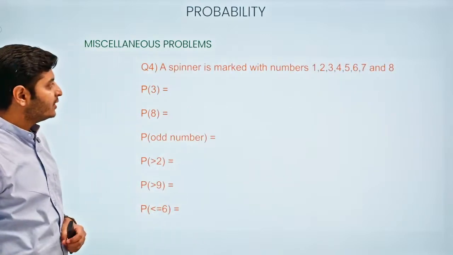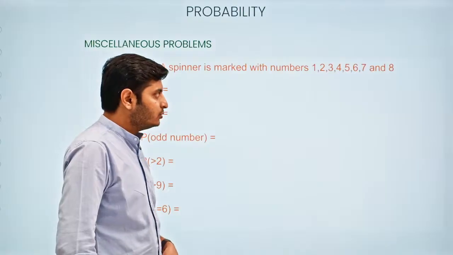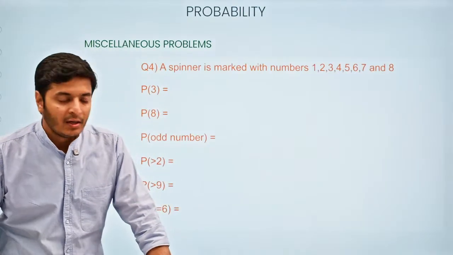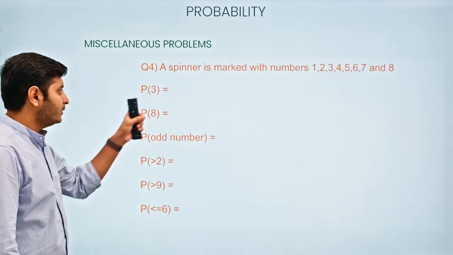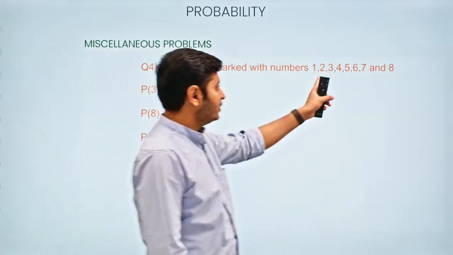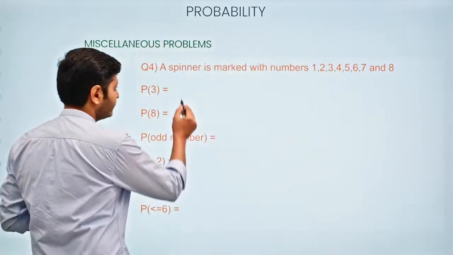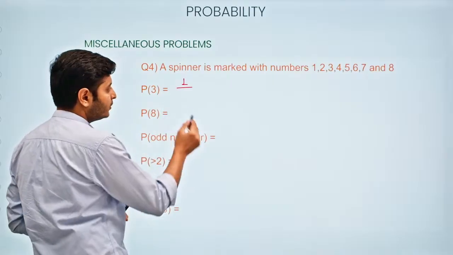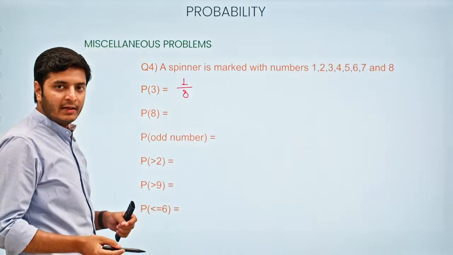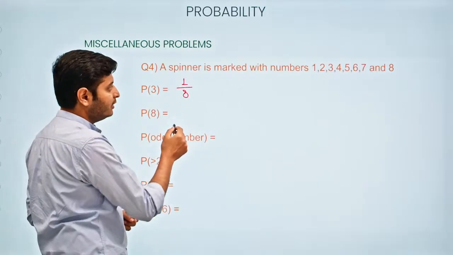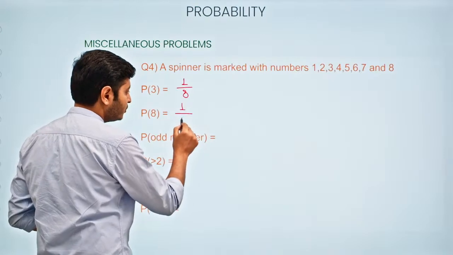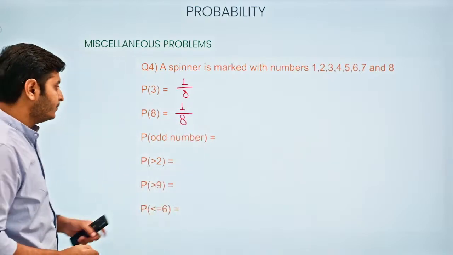Then a spinner is marked with numbers 1, 2, 3, 4, 5, 6, 7 and 8, from 1 to 8. Now we need to find the probability of getting a 3. What is the probability of getting a 3? Only one favorable outcome out of total 8 outcomes. So this is your answer. Probability of getting 8, same way. There is only one number. So favorable outcome 1, total outcomes 8, 1 by 8.